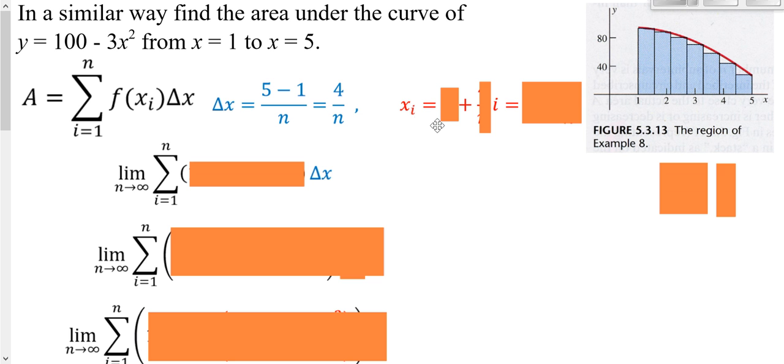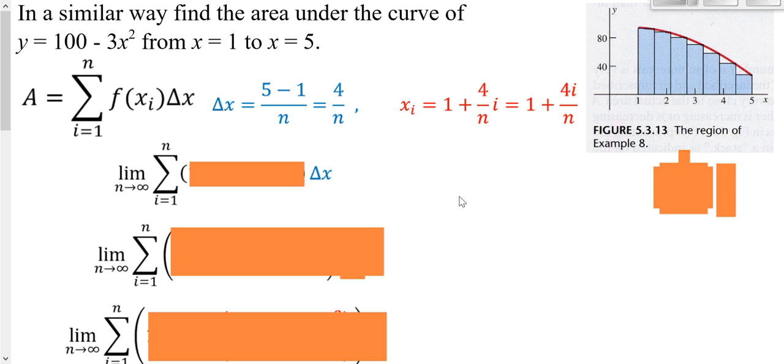Then we got to figure out x of i. x of i is x sub 0, which is always your beginning. In this case, it's 1, plus delta x times i. Well, delta x was 4 over n. So we could just write it like this.